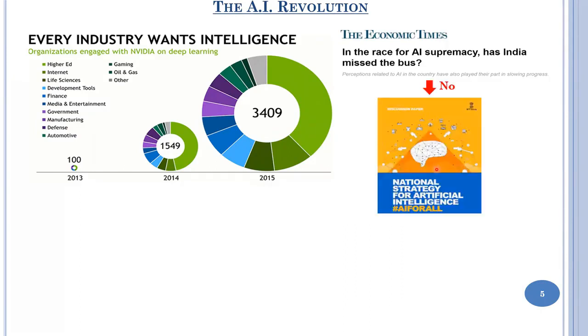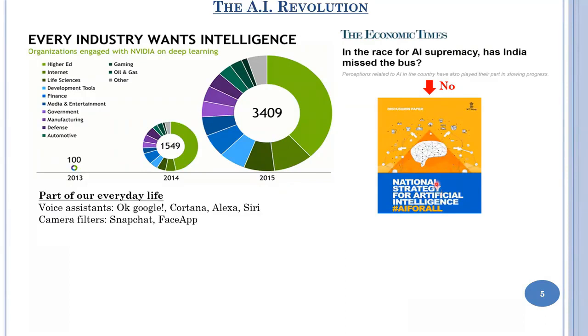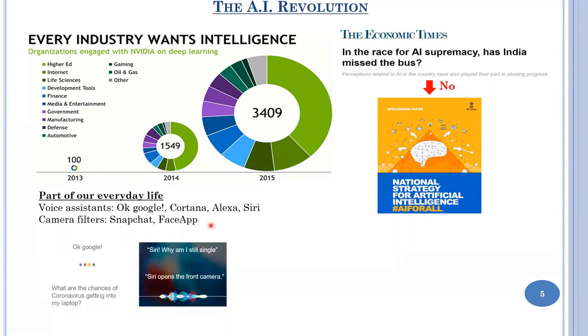Even the Niti Aayog has a special scheme, which is called the National Strategy for Artificial Intelligence, hashtag AI for All. Now, if you look closely around yourself, these AI systems have become part of your everyday life. So there are several voice assistants like OK Google, Cortana, Alexa, Siri, which you may have used. And then there are camera filters like Snapchat and FaceApp, which you also may be using on a daily basis. So although these have become a part of our everyday lives, their comebacks are really good.